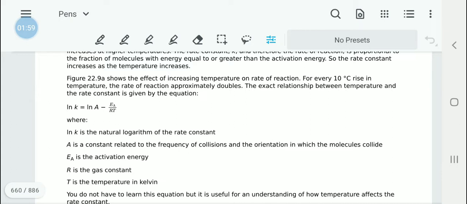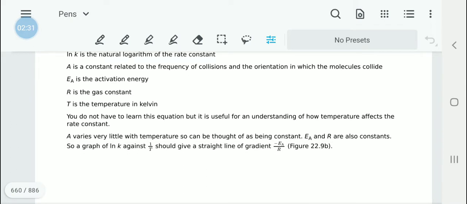k is the rate constant. A is a constant related to the frequency of collisions and the orientation in which the molecules collide. So you will have to remember it as it is. Then Ea is the activation energy, R is the gas constant, T is the temperature in Kelvin. So if you know these details, you can understand, you can calculate k.